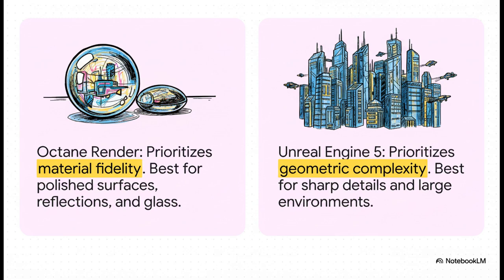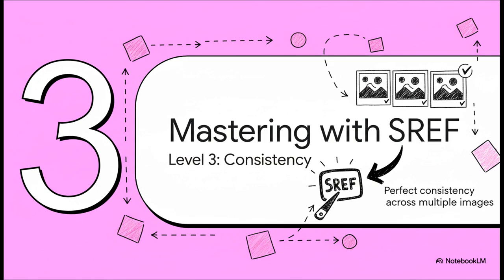But if you're building, say, a huge complex sci-fi city with tons of sharp detail and dramatic lighting, then Unreal Engine 5 is your go-to. It's all about choosing the right tool for the job. Okay, time for level 3.